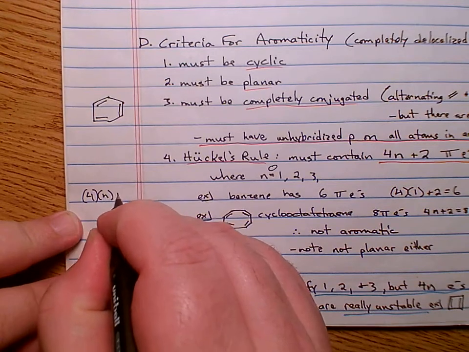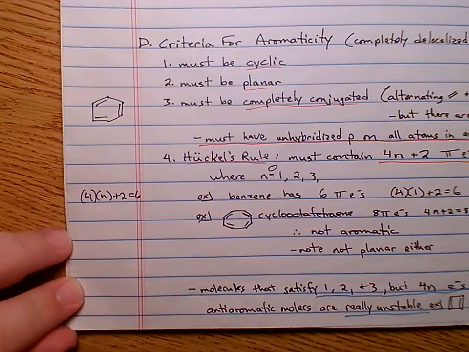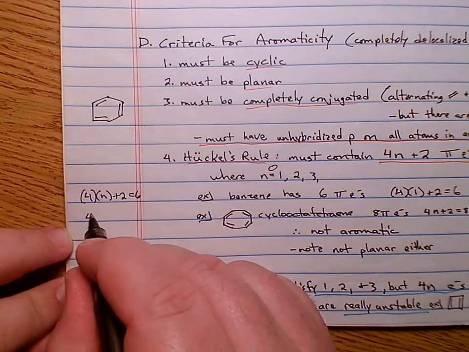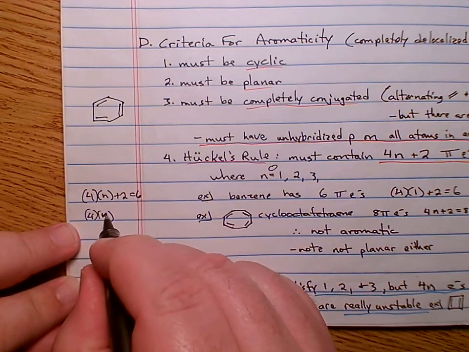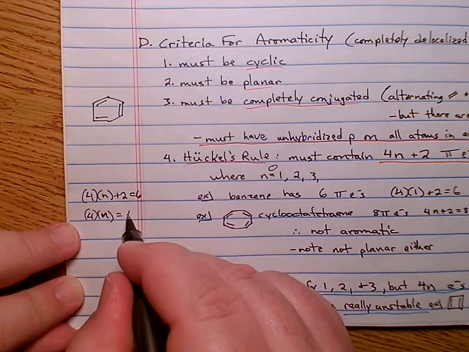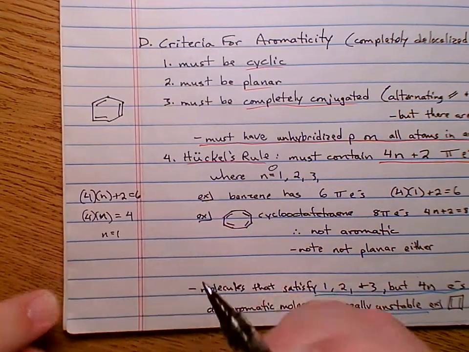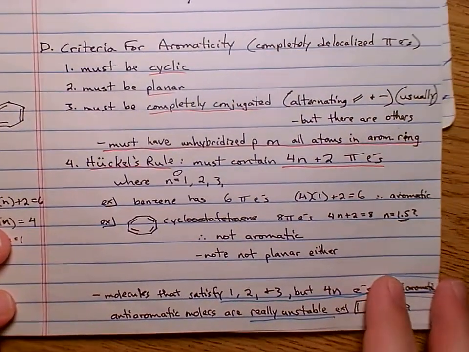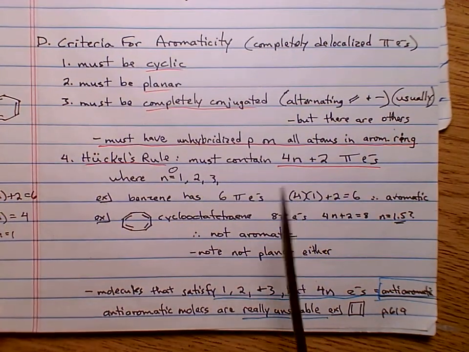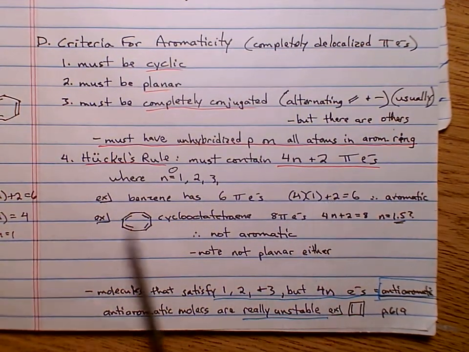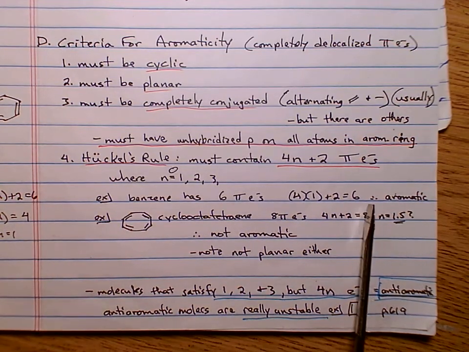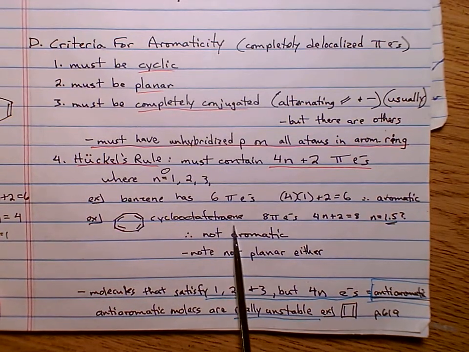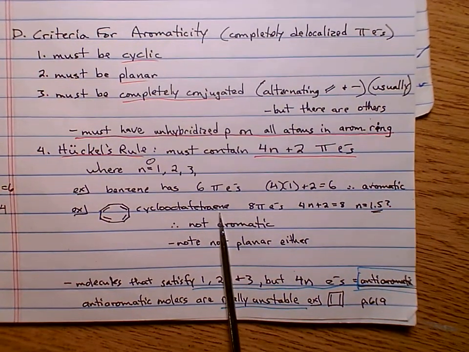4 times n plus 2 equals 6. How do you solve this equation? Perhaps subtract 2 from each side. So 4 times n equals, well, what's 6 minus 2? 4. n equals 1. Yeah, okay, that was easy math. All right, so it satisfies Huckel's rule because you got an n value of 1 here. So it is aromatic. Hey, let's look at this molecule, cyclooctatetraene, a very nice molecule that explodes when in contact with air.